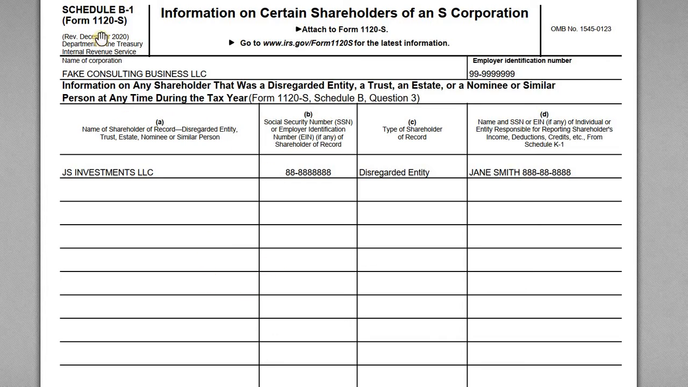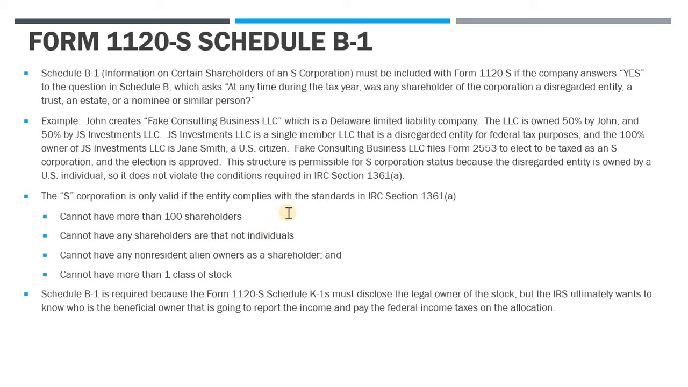Okay, for this video, I wanted to cover the IRS Schedule B-1 that's included with the Form 1120-S tax return. So I've got a sample B-1 here, and then a slide that covers some of the rules and the fact pattern that we're going to look at. So the Schedule B-1 is used to report information on certain types of shareholders of an S-corp.